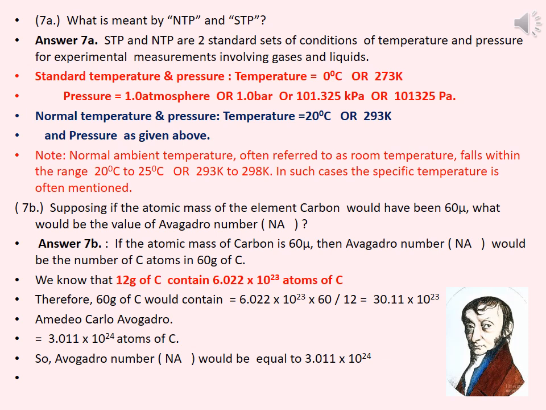STP stands for Standard Temperature and Pressure. Standard temperature is 0 degrees Celsius or 273 Kelvin. Standard pressure is 1 atmosphere or 1 bar or 101.325 kilopascal or 101,325 pascal. You can express pressure in any of these forms.